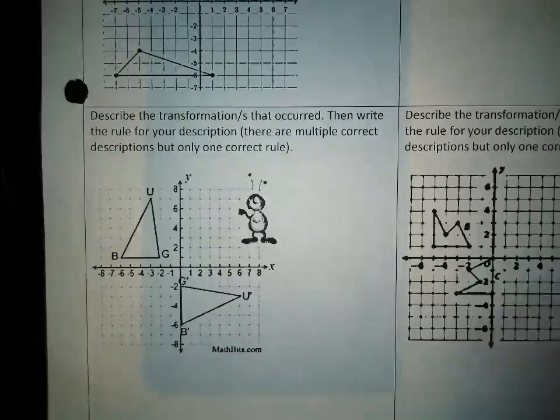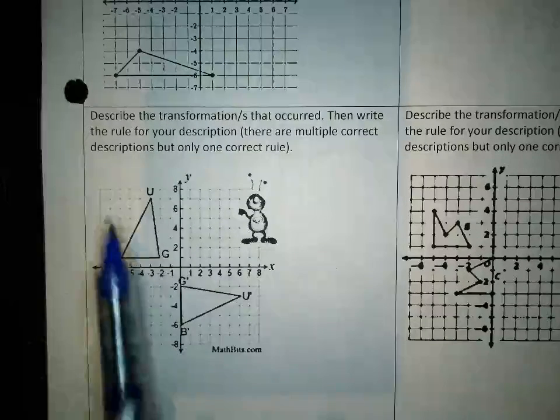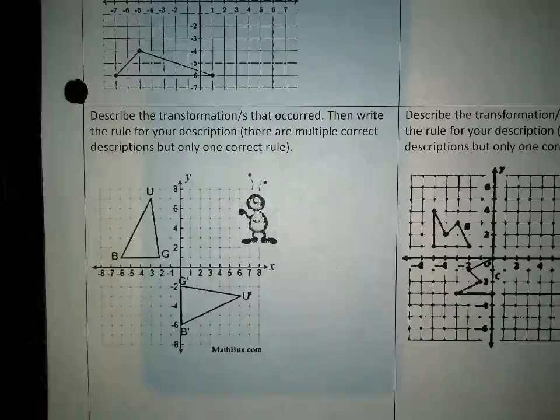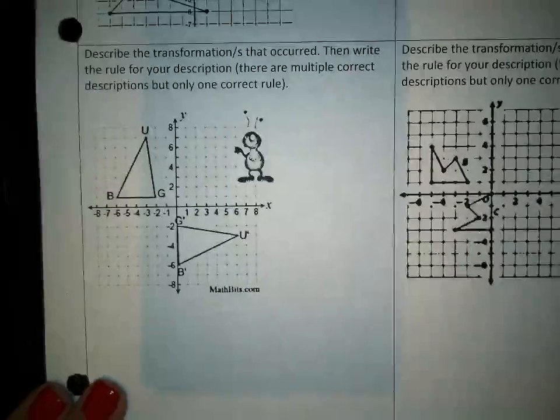All right, let's go ahead and talk about these last two. That other video was getting long, so I had to go ahead and go into a part two. We're going to describe the transformation that has occurred, then write the rule for the description. So there's lots of possible correct answers. I'm going to go with what I'm naturally seeing. Then after the video, I encourage you to try and find a different way that might work.